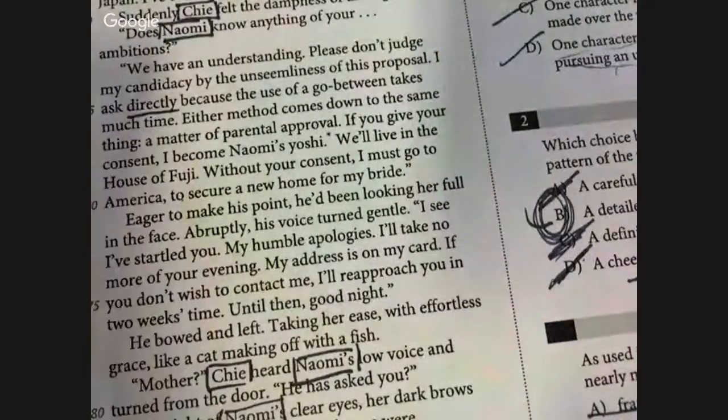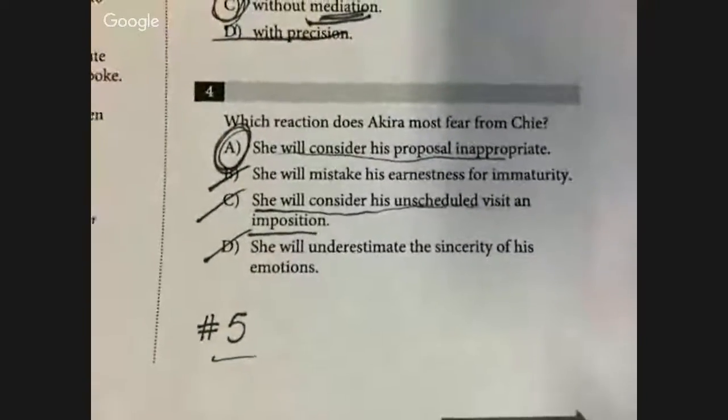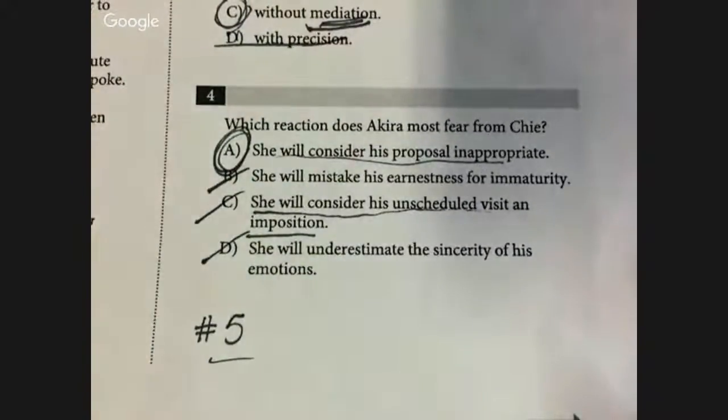Now that we know the answer to the question, we can answer number 4 easily. She will consider his proposal inappropriate because that's what he was apologizing for. None of these other answer choices are substantiated by any sort of evidence. It could seem like the correct answer choice if we had not looked at number 5 and looked through all of the evidence.